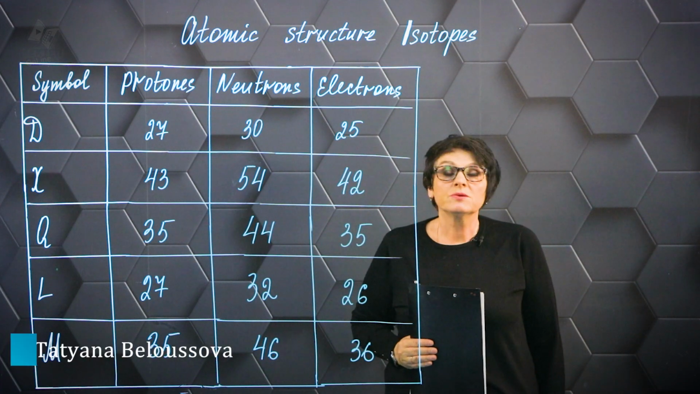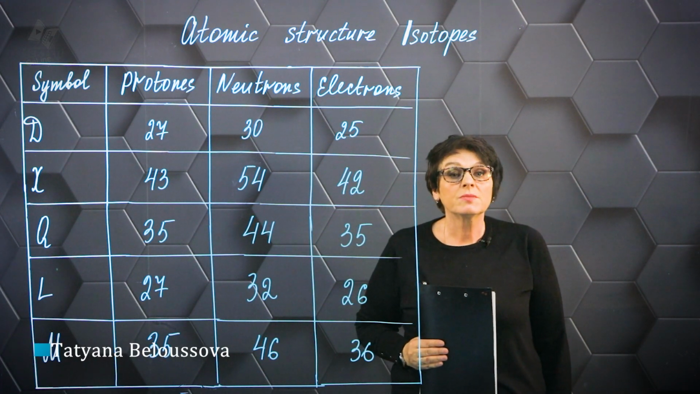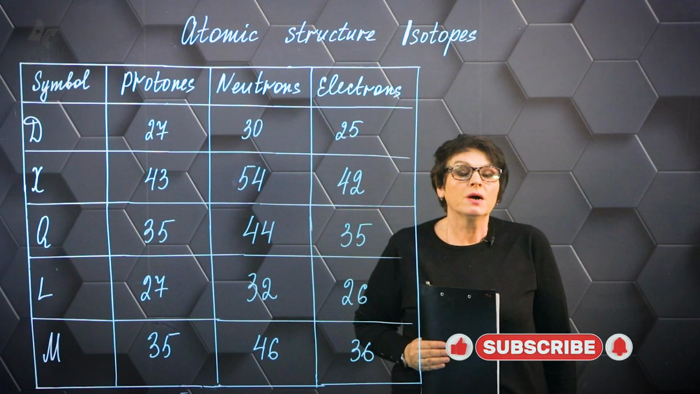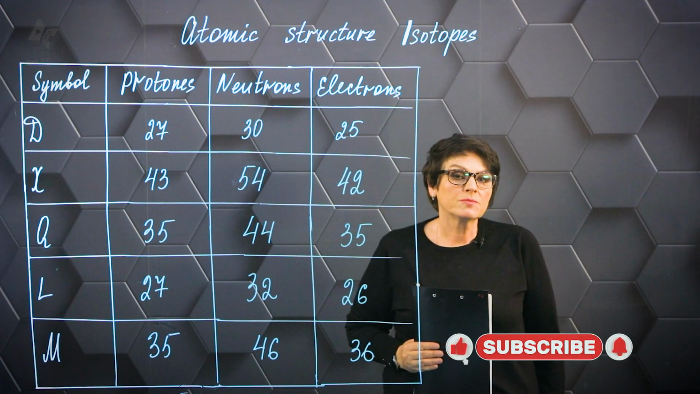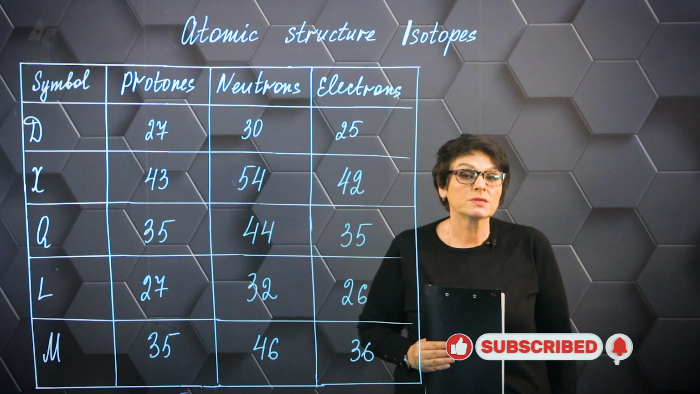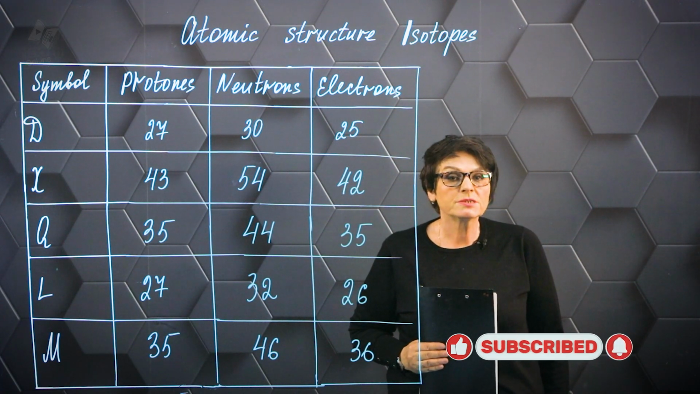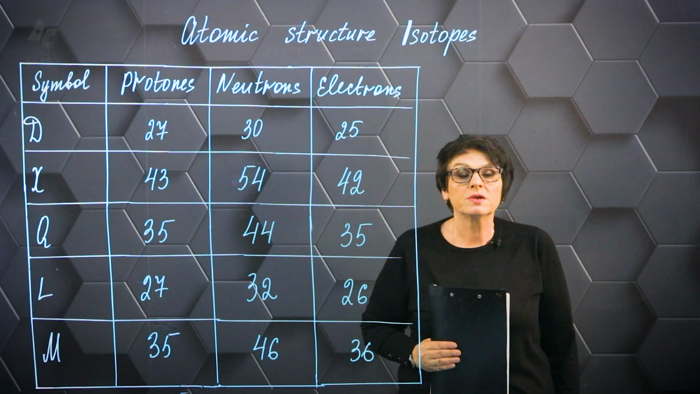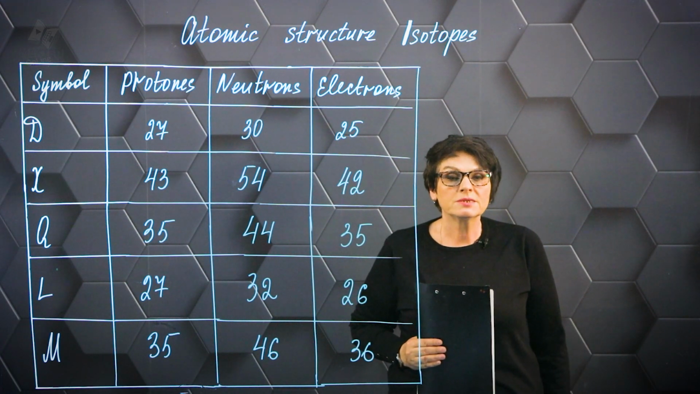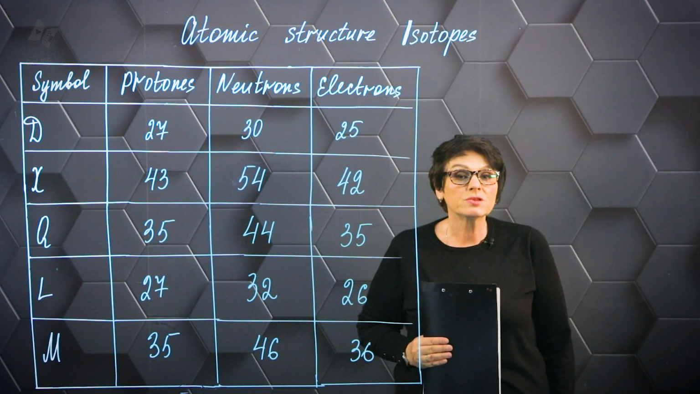Hello, today we are considering the structure of an atom and studying isotopes. And today we will find out how an atom can change its charge depending on how many particles, protons, neutrons, electrons there will be in an atom. How the structure of an atom will change if some of these particles are in different quantities.